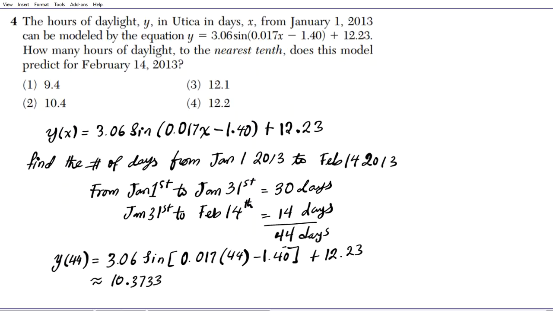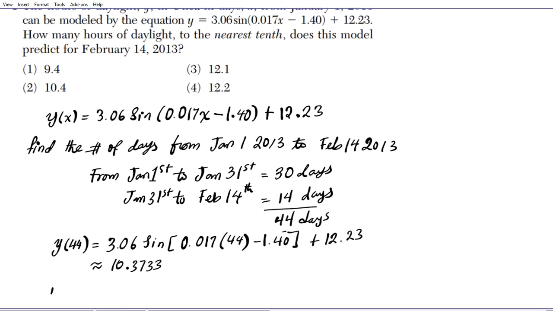hours. So if we round it to the nearest tenth, or just one decimal place, y of 44 is going to be approximately 10.4. Okay, and the answer is option number 2.